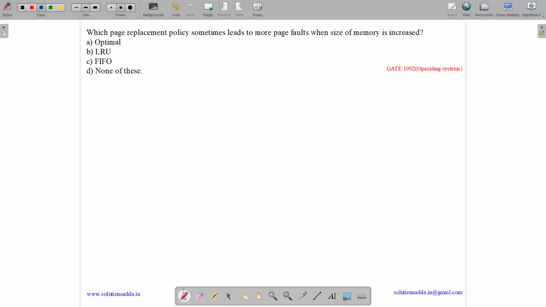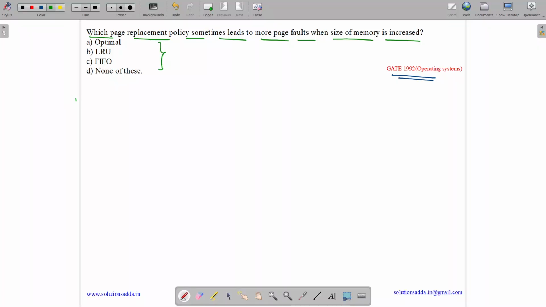This question belongs to the operating system subject and was asked in GATE CSE 1992. The question states, which page replacement policy sometimes leads to more page faults when size of memory is increased? Optimal, LRU, FIFO, or none of these?